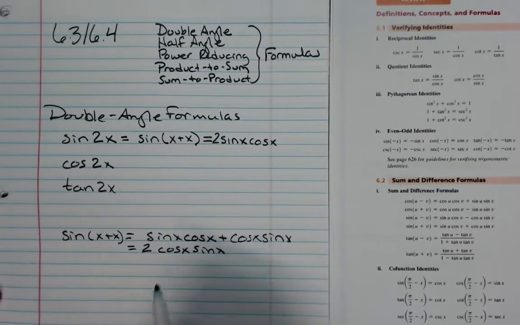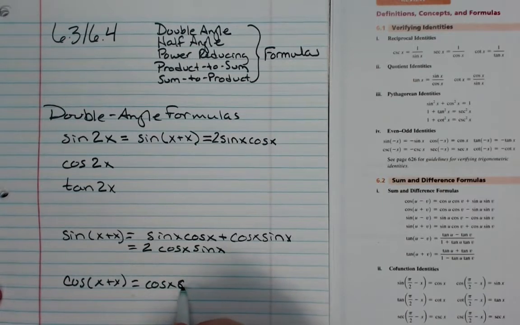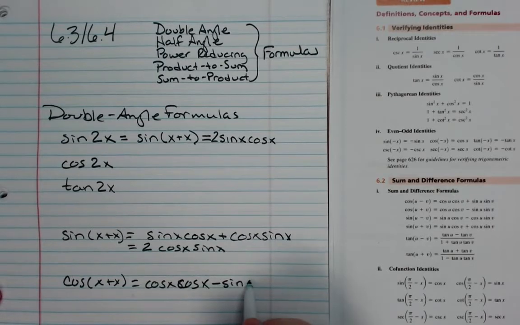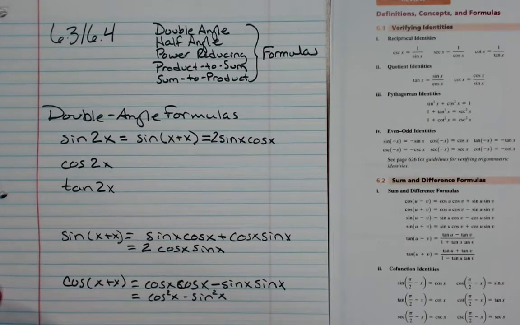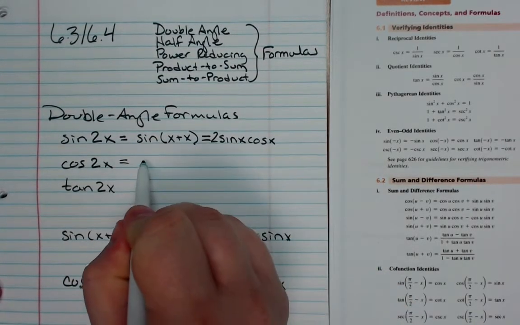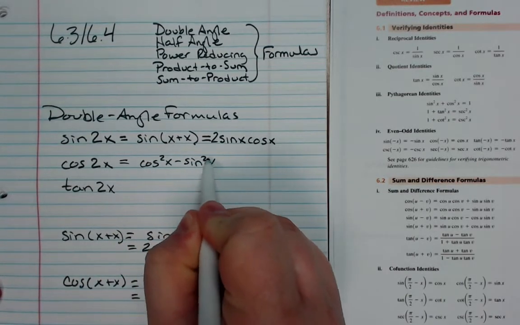For cosine of 2x, that's just cosine of x plus x. So that's cosine x cosine x, because it's cosine cosine minus sine sine, and that's cosine squared x minus sine squared x. So cosine of 2x can be written as cosine squared x minus sine squared x.